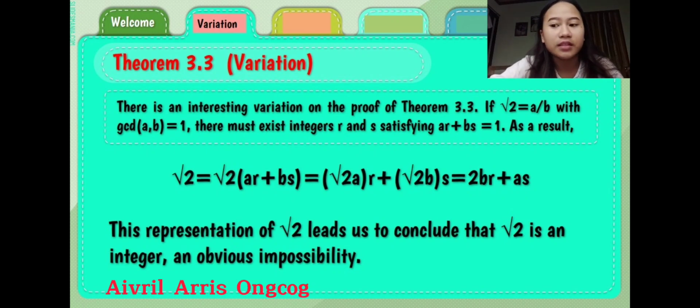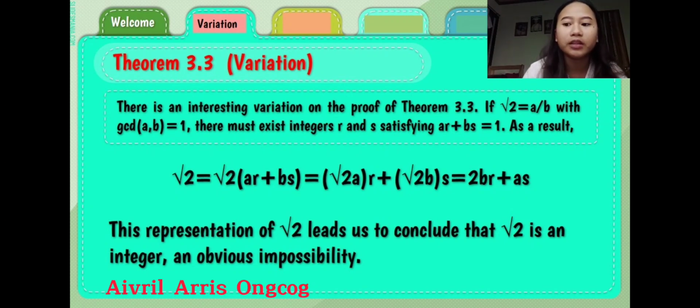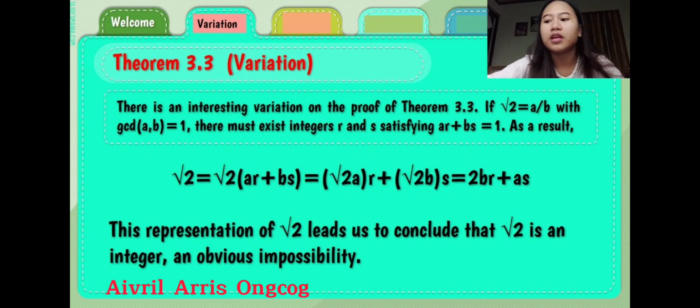So there must exist integers r and s satisfying ar plus bs equals 1, as the GCD of a and b equals 1. To get here, a equals the square root of 2 times b, and the square root of 2 times a equals 2b. We cross multiply the value of the square root of 2 equals a over b, and that would be the square root of 2 times a and the square root of 2 times b.